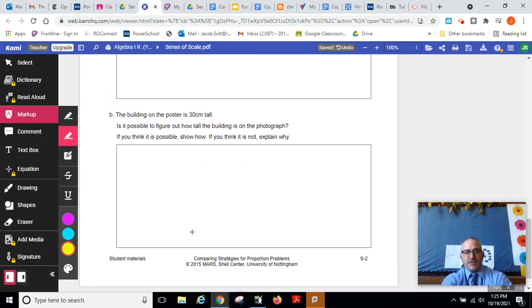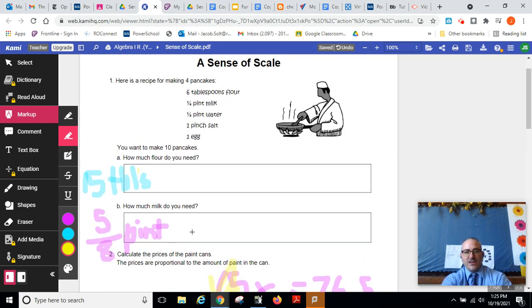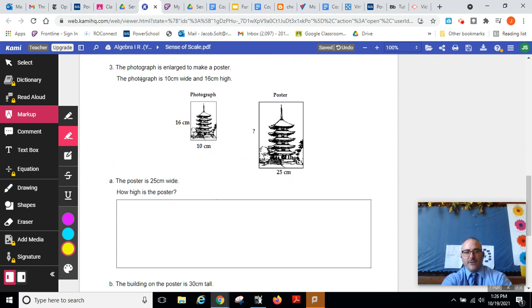I think I'm going to let you go here. I think the video's long enough. And right here, we got a photograph. It's enlarged to make a poster. The photograph is 10 centimeters wide, 16 centimeters high. And the poster's been enlarged where now the new width is 25. So these two numbers are in proportion to each other. You've got to set up and solve a proportion for this length right here, this question mark.